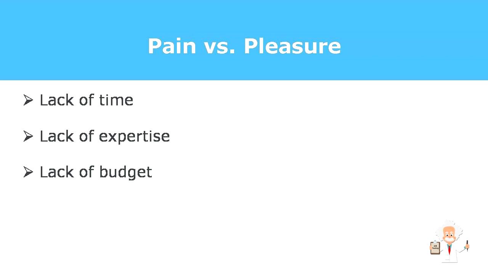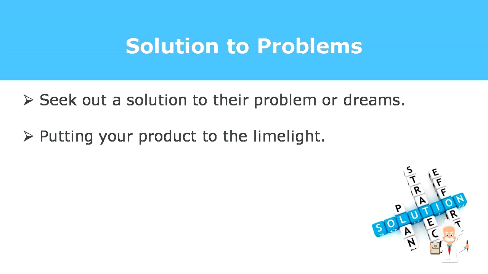Examples of pain points are lack of time or lack of expertise. Component number 4 is a solution to their problems. When you've elaborated on all the problems that your readers may be having, or you've sold the dream to them, they're primed to seek out a solution to the problem or dream. This usually boils down to one obvious answer: a product. When you give your product as a solution to their problem, you're also putting your product into the limelight.